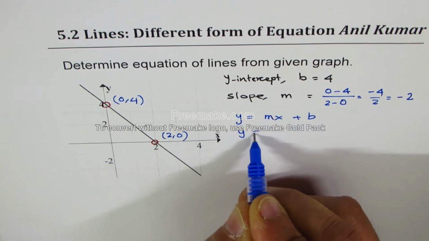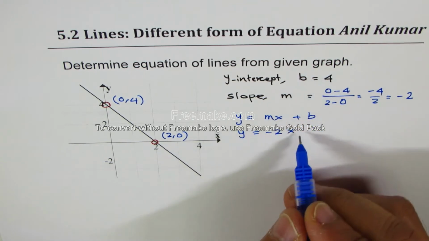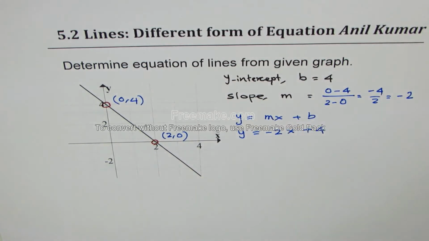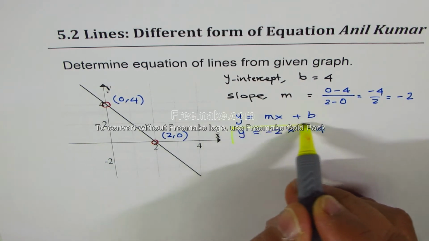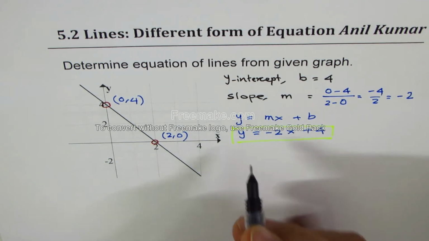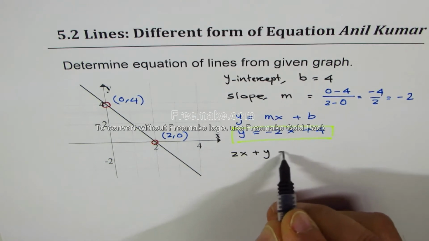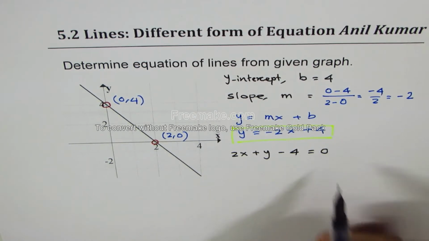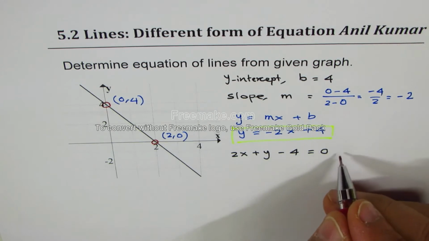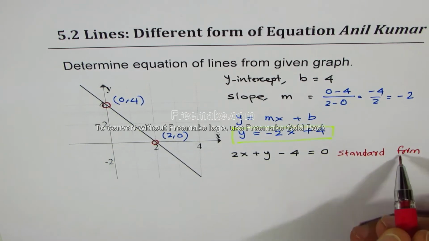So you can write down y equals to slope of minus 2x and y-intercept of plus 4. So that gives you the equation in slope-intercept form, y equals to minus 2x plus 4. You could rearrange, bringing x terms to the left. We get 2x plus y minus 4 equals to 0, and that becomes your equation in standard form. Is it okay? So this is standard form.